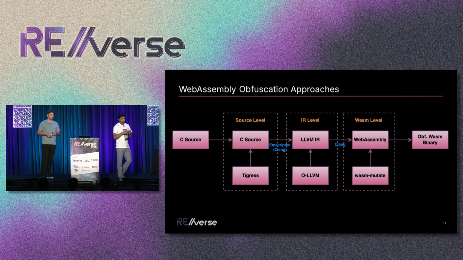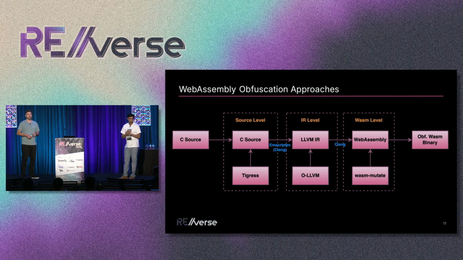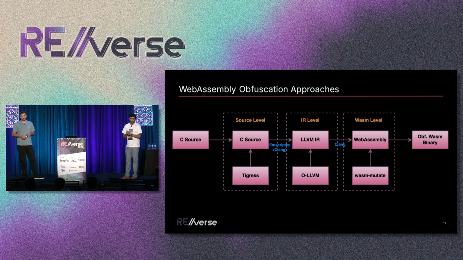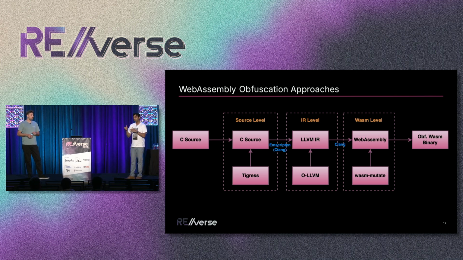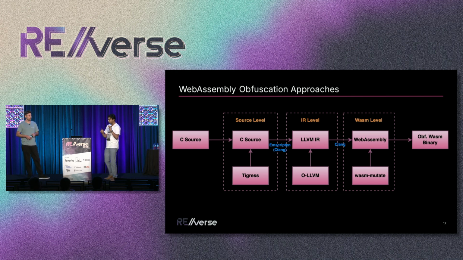In the case of WebAssembly, we can apply obfuscation at different levels. If you are starting with C source, you can use tools like Tigress, which is open source, and apply the obfuscation right there. Or you can apply the obfuscation at the LLVM IR level, for example with the OLLVM tool. We will be looking more into such tools. Or if you have WebAssembly, you can apply Wasm-mutate, and we will look into this use case later in our work.